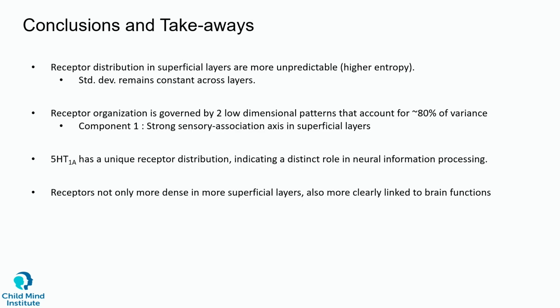So, some conclusions and takeaways. Receptor distributions in superficial layers are more unpredictable. They have higher entropy. Receptor organization is governed by two low-dimensional patterns that seem to account for approximately 80% of the variance, with a strong sensory association axis, especially in the superficial layers for component 1. 5-HT1A has a very unique receptor distribution, indicating a potential unique role in neural information processing. And finally, receptors in the more superficial layers are not only more dense, but in terms of their spatial relationships, are more clearly linked to brain function.